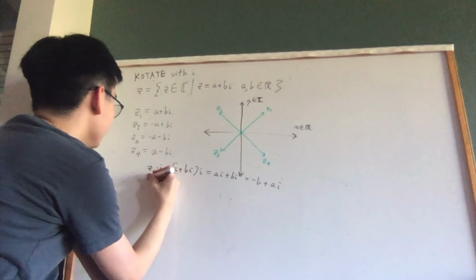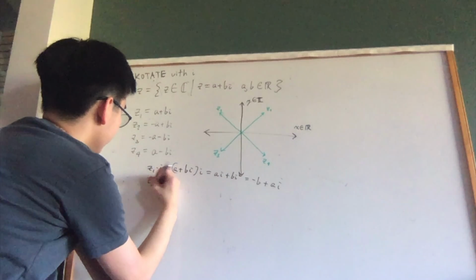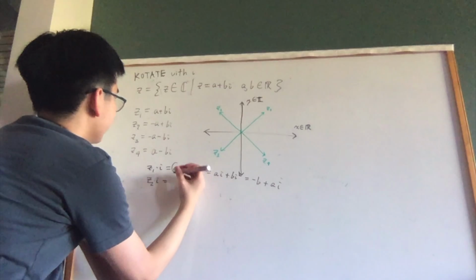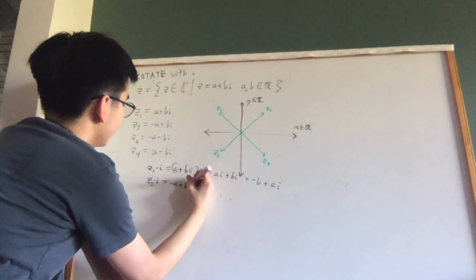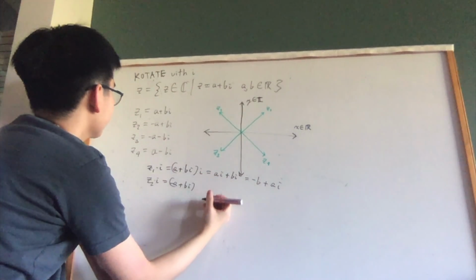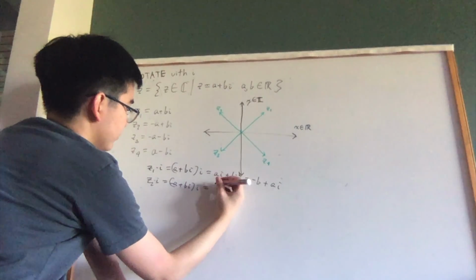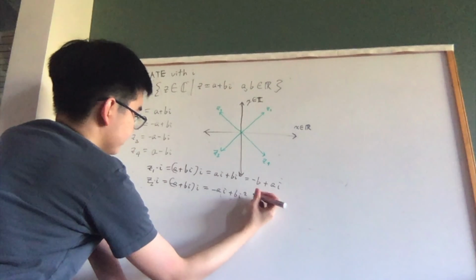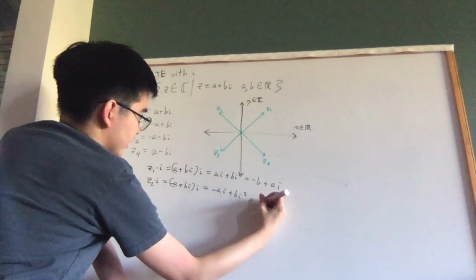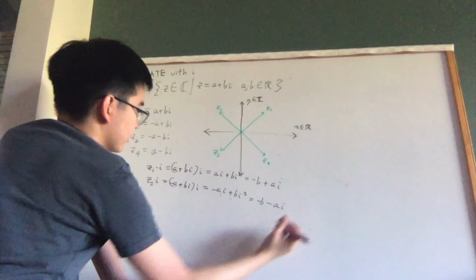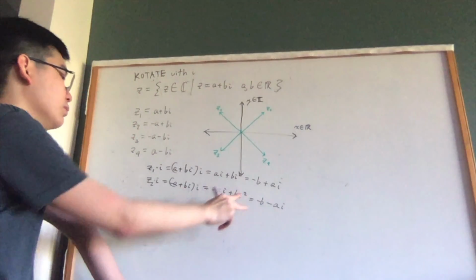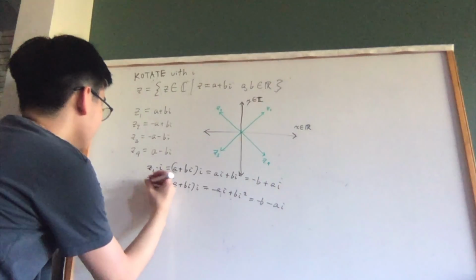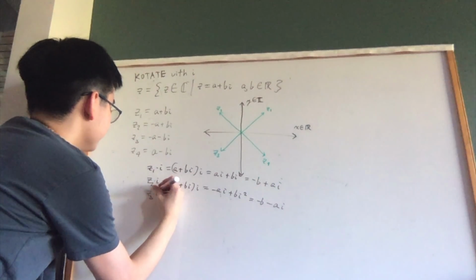Now let me do it with z2. z2 times i: negative a plus bi times i, I get negative ai plus bi squared. So I get negative b minus ai. And here we're good as well, because now both real and imaginary parts are negative, so we belong in the third quadrant now.